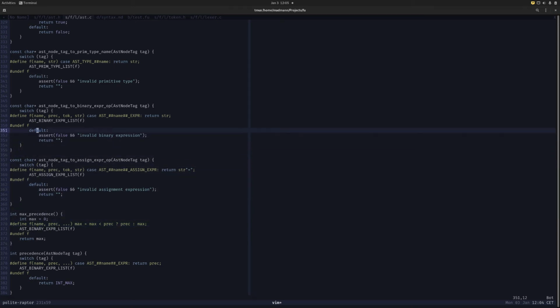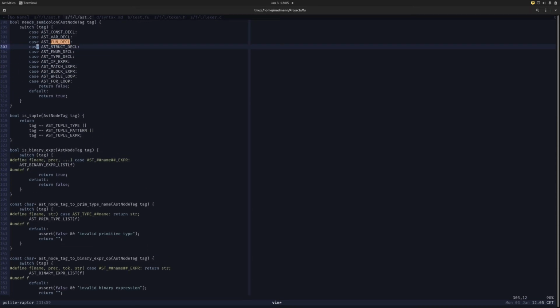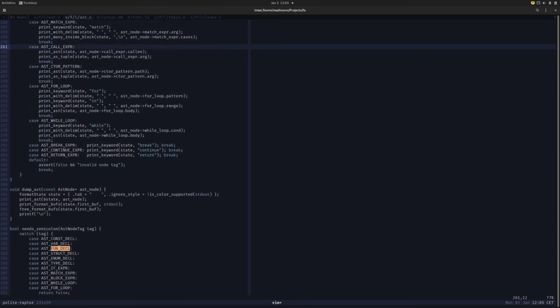And these things are also auto-generated, so I don't have to bother about actually caring about this. This is done automatically for me because I have these lists as macros that allow me to do this very nicely. And then of course there's the function to print things.